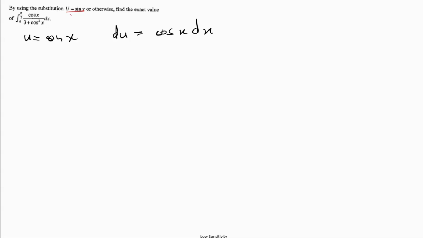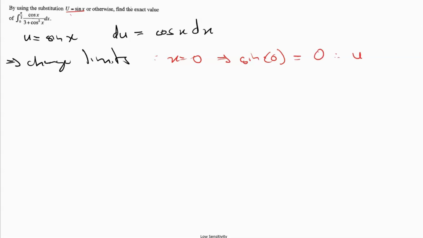When we do that, we also need to change the limits, because since we're using a substitution, we can't continue using the same limits, so we need to take into account those limits. So when x equals 0, this is similar to sine of 0, and sine of 0 is 0, therefore u is equal to 0.